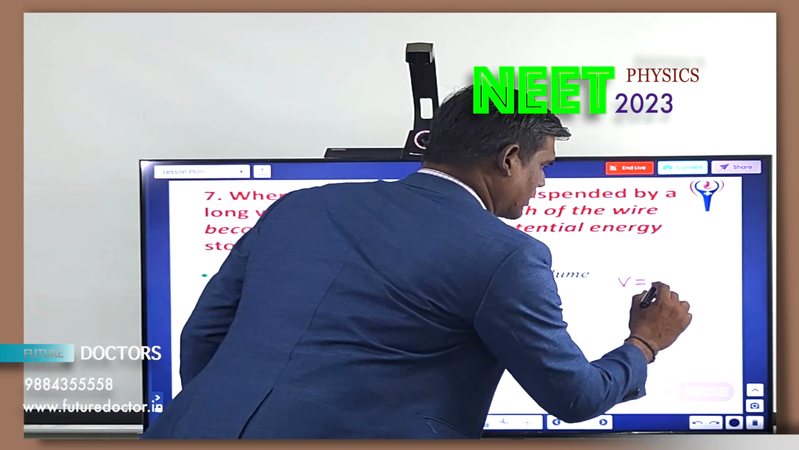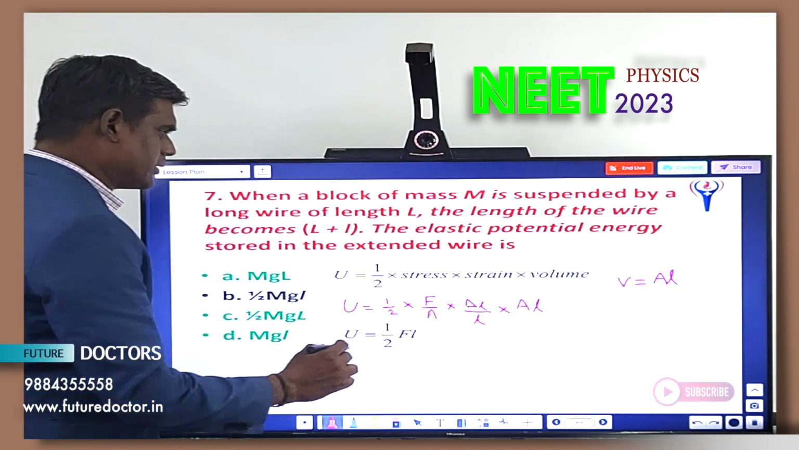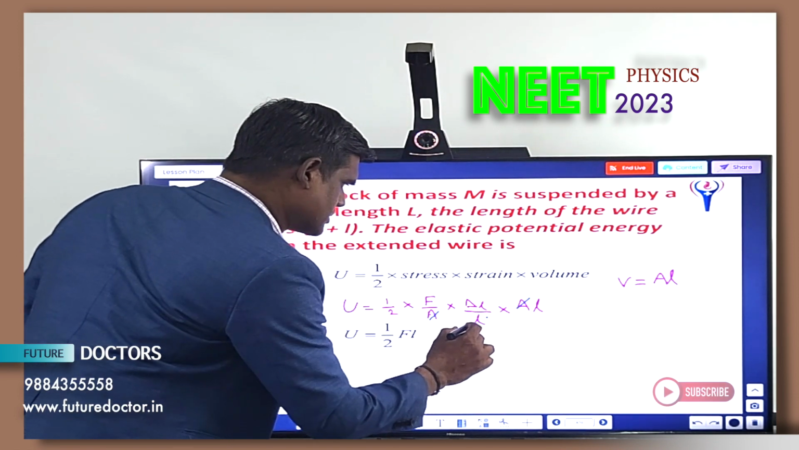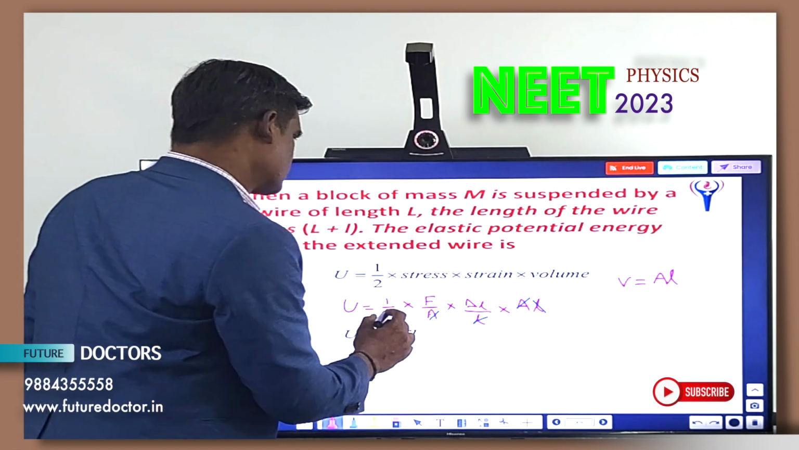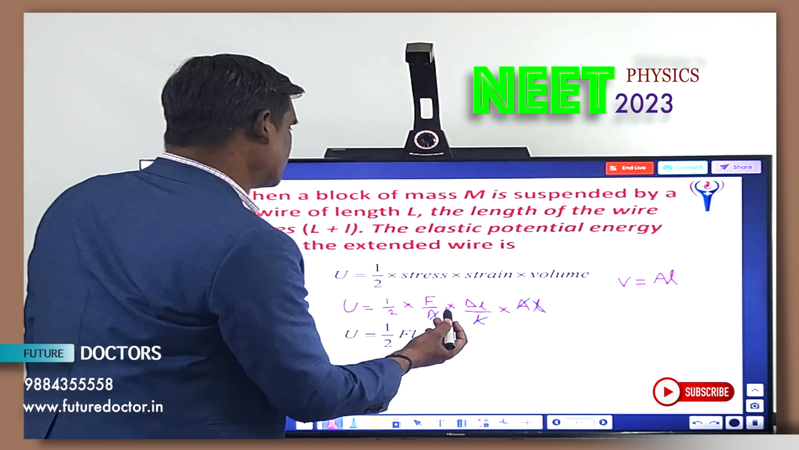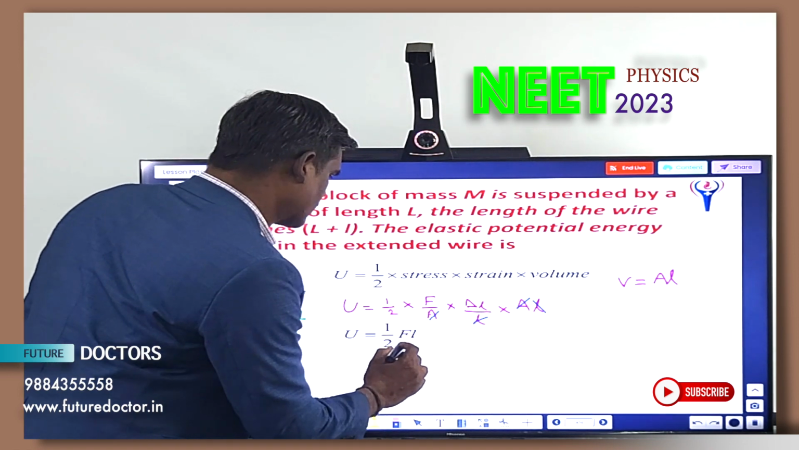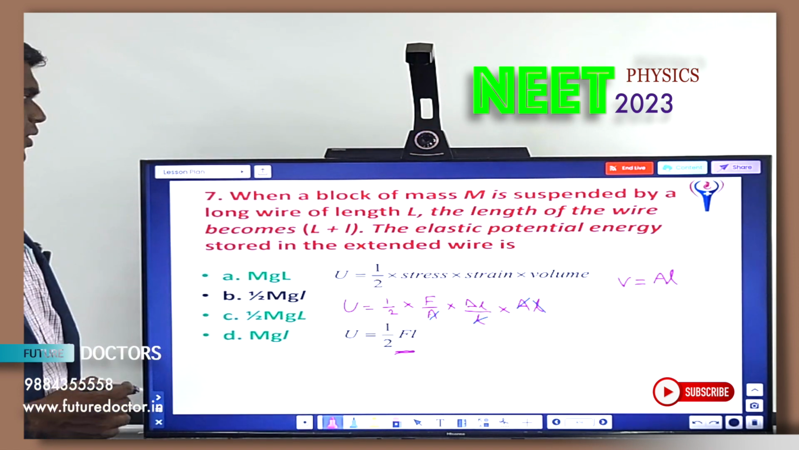In the previous problem itself we discussed V equal to A into L. Then this A and this L get cancelled. What is the remaining thing? Equal to half into F into delta L. Delta L is given as small l, so delta L equal to l. So U equal to half into F into l. This is our derived formula.